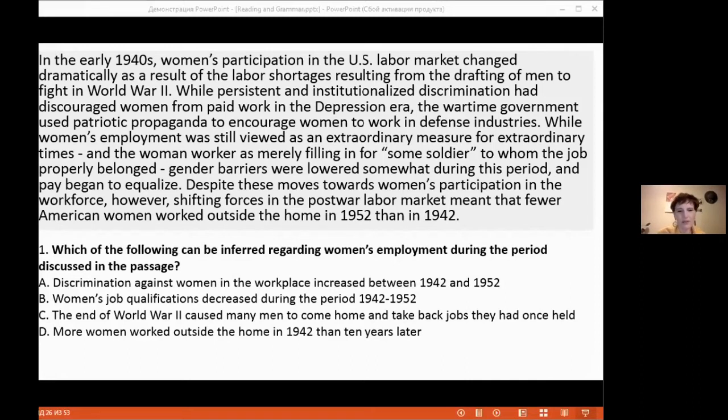And this leaves us with option D, and everybody arrived at this conclusion: more women worked outside the home in 1942 than 10 years later. That's the very logical, the most direct conclusion from this passage. Okay, yeah, here's the passage that we should have been concentrated on. One more.